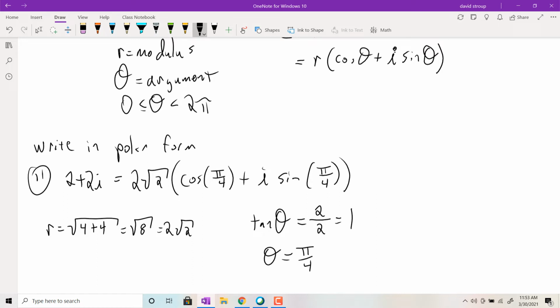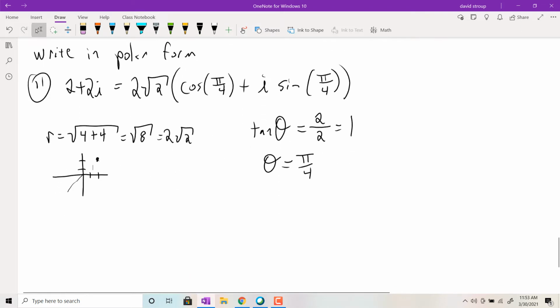Okay. And of course, there's another angle that would give you 1. That would be the 5 pi over 4 down here. But 2 plus 2i, if you think about where it is, it's in the first quadrant. So there's no way it could be the 5 pi over 4 version. Okay, so it doesn't hurt to draw a graph of where you are, just so you can keep things kind of straight.